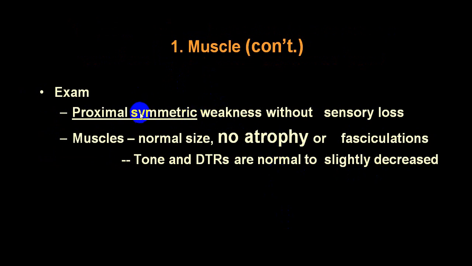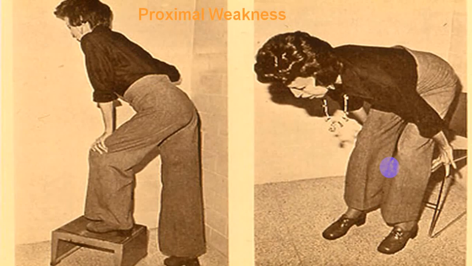And whenever there is proximal and symmetrical muscle weakness without sensory loss, and muscles are normal in size, there is no atrophy, no fasciculation, tone and deep tendon reflexes are normal or slightly diminished, you must suspect this to be a disorder related to muscle, which we call a myopathy. So proximal muscle weakness is very peculiar. You can easily identify it: the person will find difficulty getting up from a sitting posture or lifting up objects.